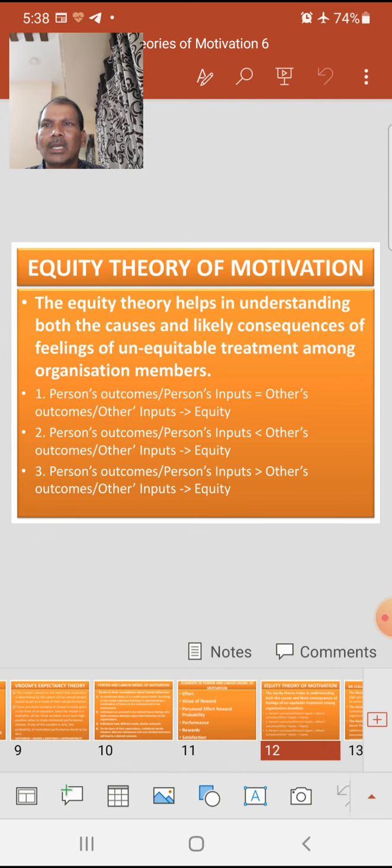Now we'll discuss the equity theory of motivation. The equity theory owes its origin to several prominent theorists. However, it is J. Stacy Adams' formulation of the theory which is the most highly developed and researched statement on this topic. According to Adams, equity theory is based on the simple assumption that people want to be treated fairly.